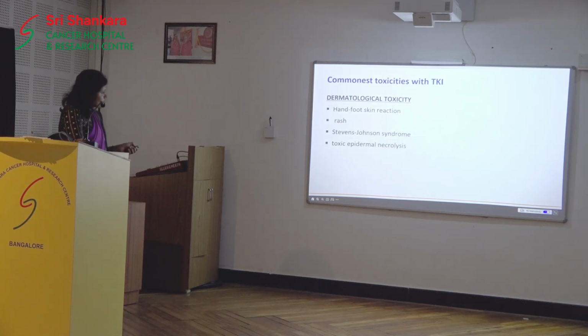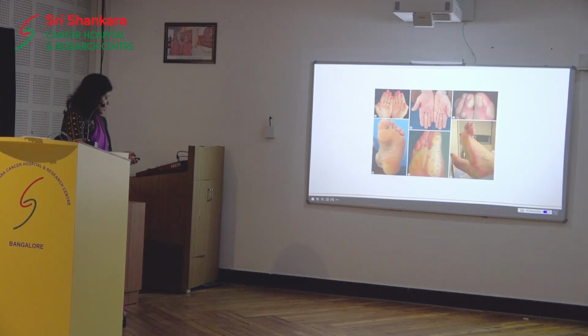The second most common toxicity we see after hypertension is dermatological toxicity: hand-foot skin syndrome, that is palmoplantar dysesthesia. They can be just simple rashes and can be as severe as Stevens-Johnson syndrome or toxic epidermal necrolysis, which is an exfoliative and epidermolytic reaction, and this calls for permanent discontinuation of the drug.